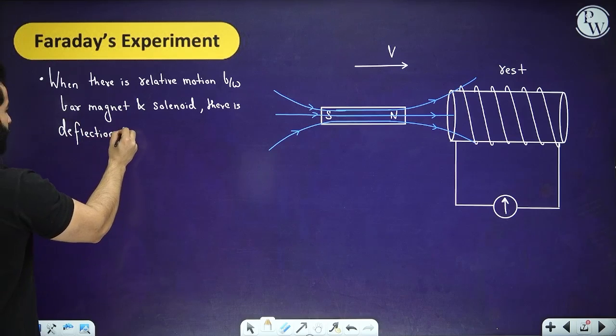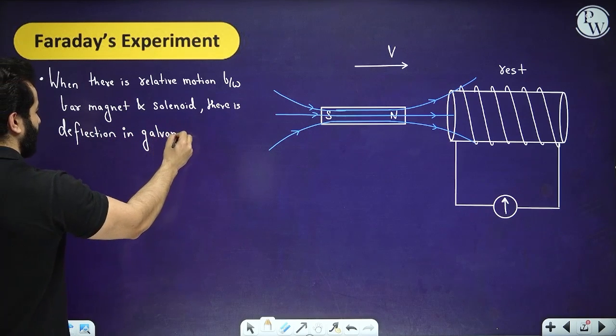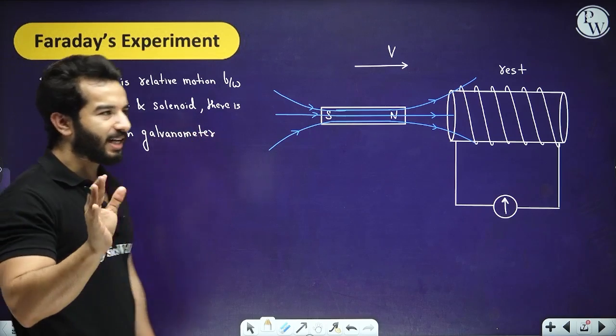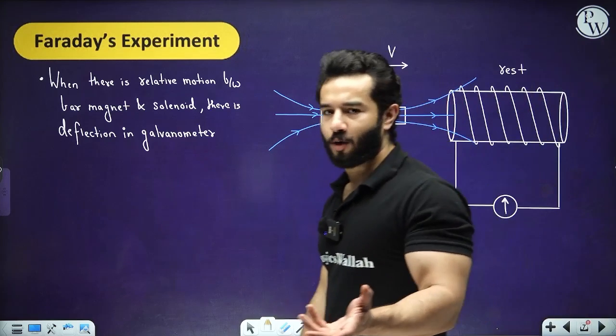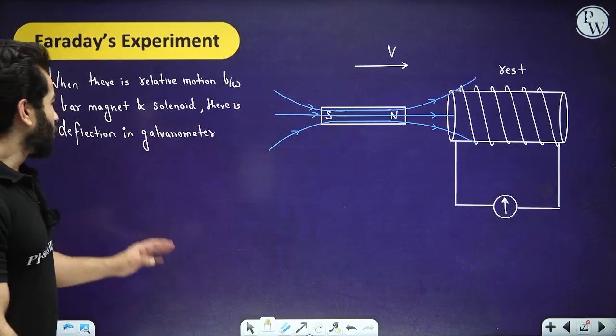in galvanometer. See, we are not jumping into what that current is. That current will be called as induced current or anything like that. We are not jumping. Let's first try to understand the experiment, then we'll talk about the law and then we'll start solving some questions. Okay? So that was the thing.